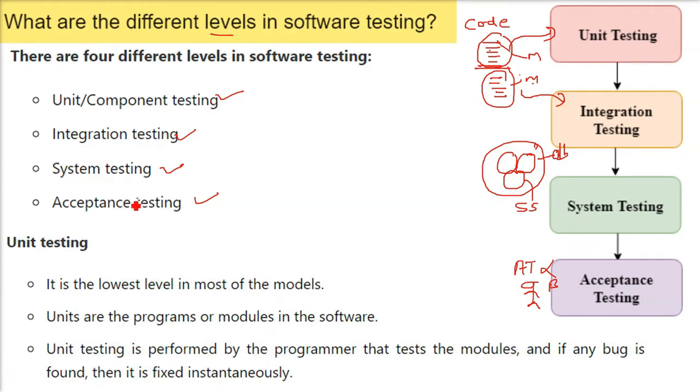Unit testing. As I said, this is the lowest level in the testing levels. A unit can be even programs, modules or components, because they have to give a certain result. Unit testing is performed by the programmer because he knows about the modules, he has written the module, and if any problem is there, he will fix it instantaneously.